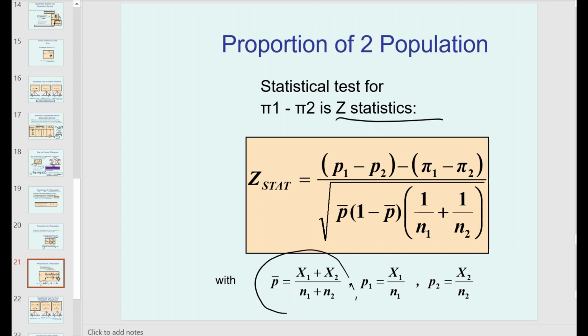And for P1, how do you calculate this? P1 is for population 1. Previously we had only one population, so the calculation is X divided by N. Because now we have two populations, we need to do this for population 1 and population 2 here.